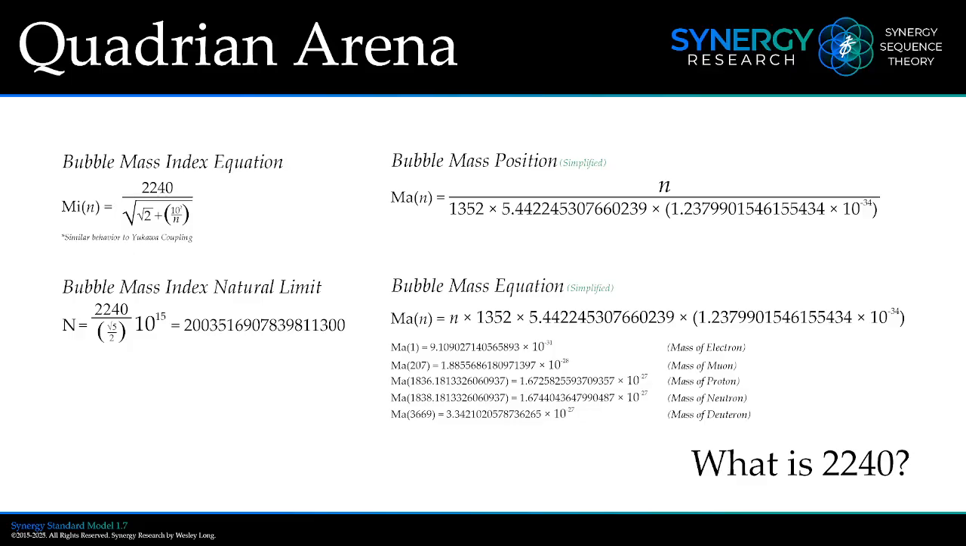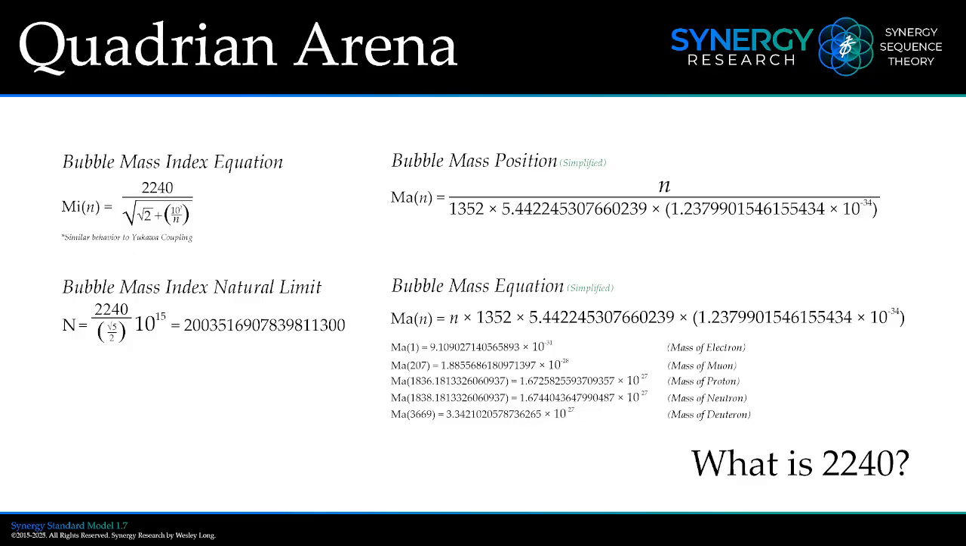On the right, the bubble mass equation is simplified into a fully dimensioned form. m(n) equals n times 13052 times 5.44224500666039 times 1.237990156154434. This last factor is the inverse of c squared, linking everything to the symbolic speed of light defined earlier through the north path. The equation now outputs real mass values in kilograms from a pure symbolic input.